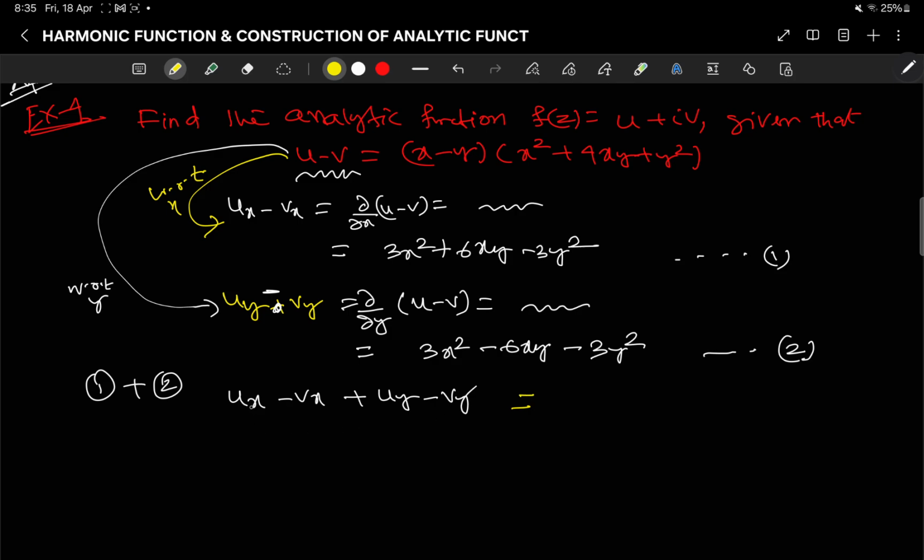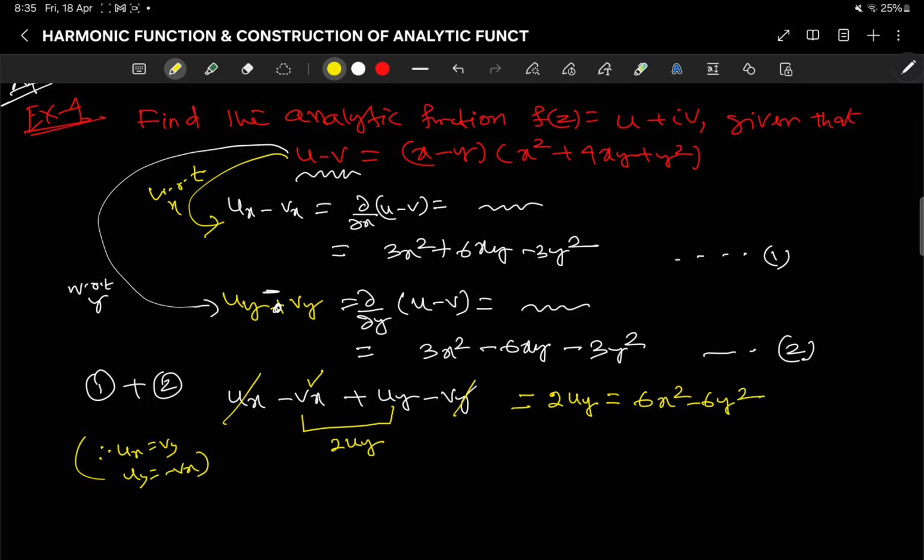So by Cauchy-Riemann equation, ux is equal to vy, right, and uy is equal to minus vx. So now we add these two. So now this and this added, it is 2uy. This will give you 2uy, because here minus vx is uy. So that is equal to your twice uy, and adding the right hand side, here 6x square minus 6y square.